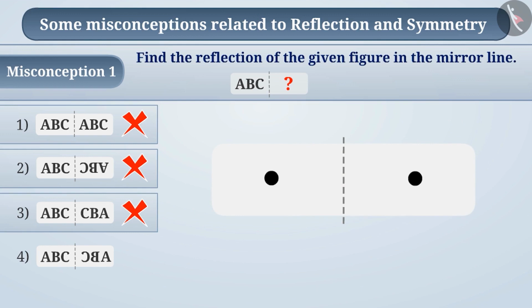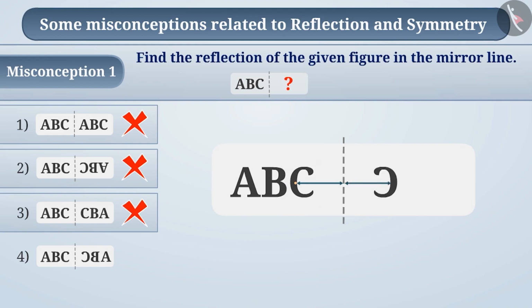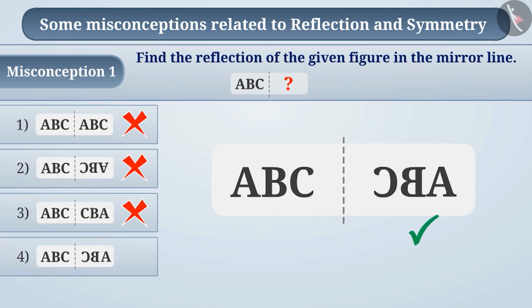The correct understanding is that the distance from the mirror line of any point located in front of the mirror line is equal to the distance from the mirror line of its reflection. Let's talk about C. The farther this point is from the mirror line, the farther we will make its reflection. Similarly, let us take one more point. Its distance from the mirror line will also be equal to the distance from the mirror line of its reflection. Similarly, we can make the reflection of the figure located on the right in this manner. That is, option 4 is the correct answer.